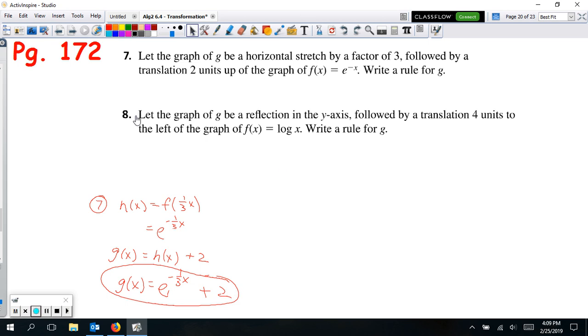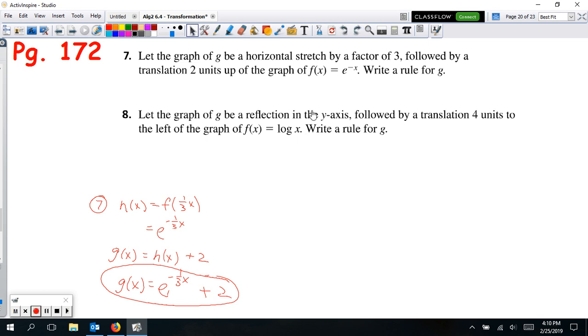Okay, for number 8, go ahead and copy down number 8 next. Let me pause the graph, and then you can finish up what we're going to do. Okay, so you should have copied number 8. We're going to have 2 things here as well. Reflection in the y-axis, then followed by translation 4 units to the left of this log base 10 of x. We can just say log x, that's the common log.